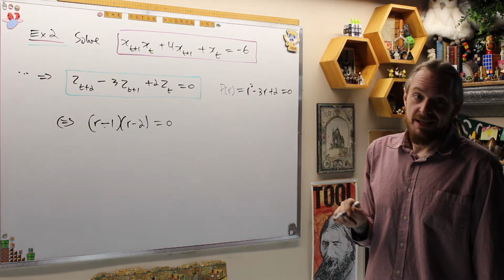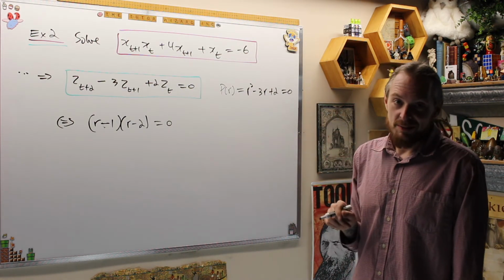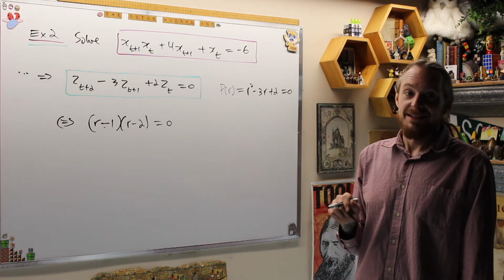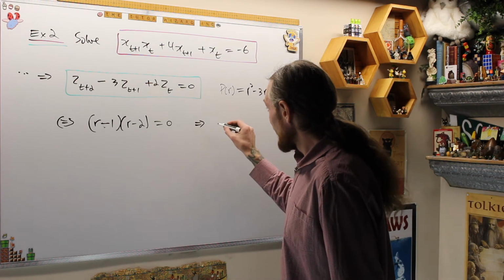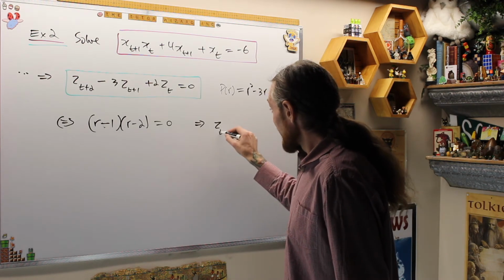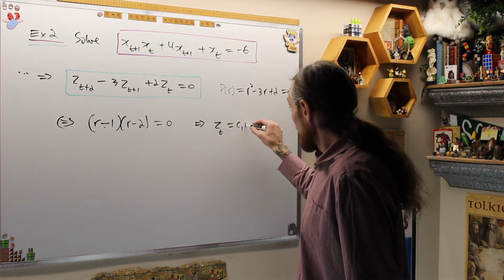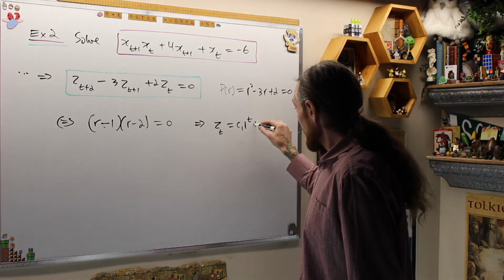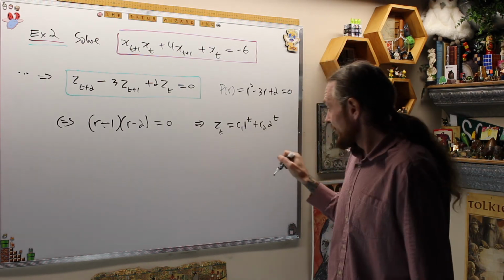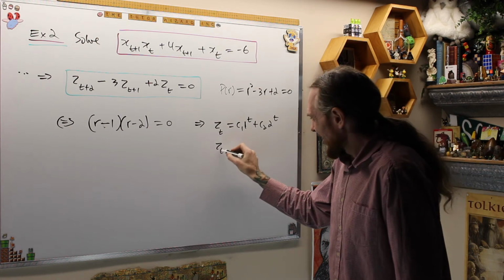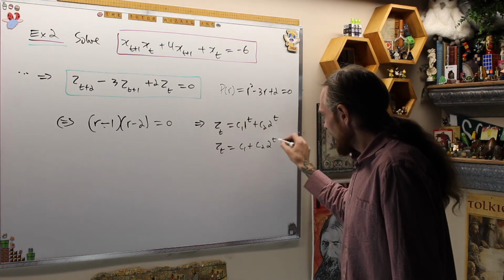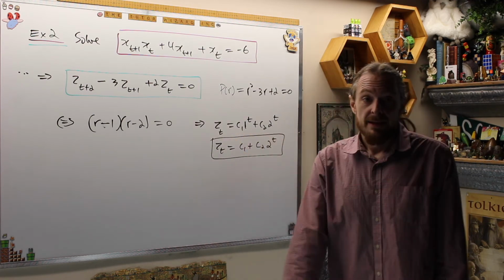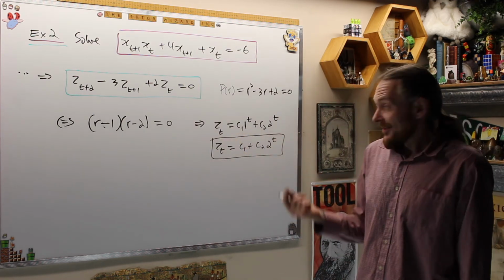This is unstable. We have our largest real root, which is 2, which means it's non-oscillating and unstable. That's a different video. But this says our general solution is going to be zt equals c1 times 1 to the t plus c2 times 2 to the t. And I can't help myself: 1 to the t is always 1, so this is just c1 plus c2 times 2 to the t. And therefore, that's the general solution.